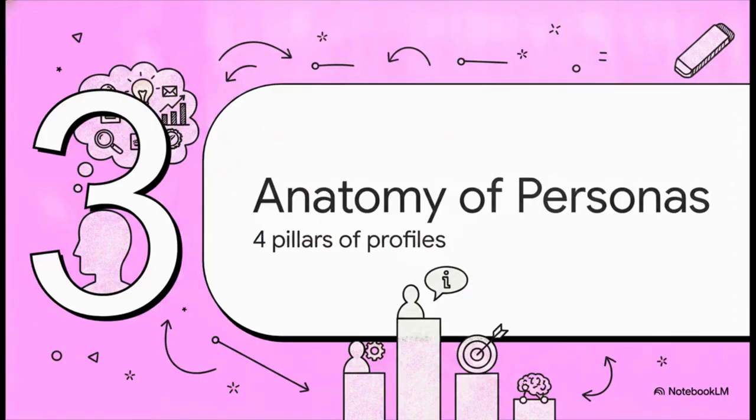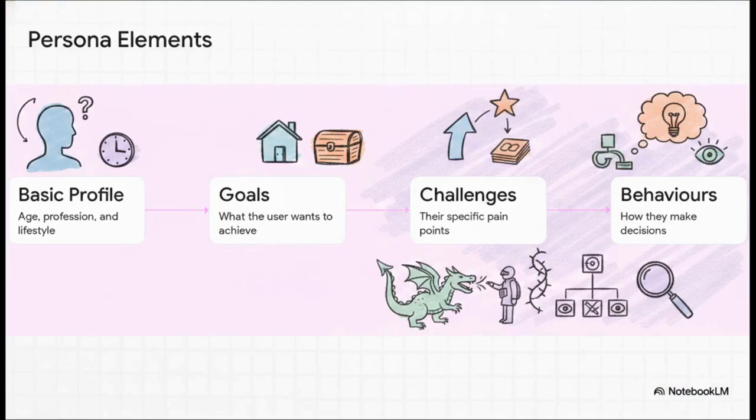All right, Section 3, the anatomy of personas, the 4 pillars of user profiles. So we know what they are, but how do we actually build them? Every solid, realistic persona is built on these 4 crucial pillars. First up, the basic profile, their age, profession, and day-to-day lifestyle. Second, their goals, like what is their daily quest? What are they actually trying to get done?